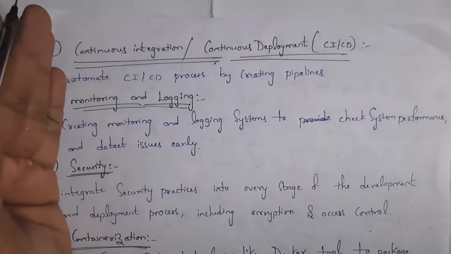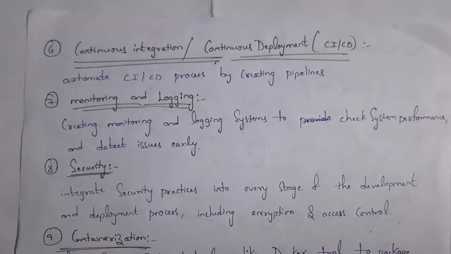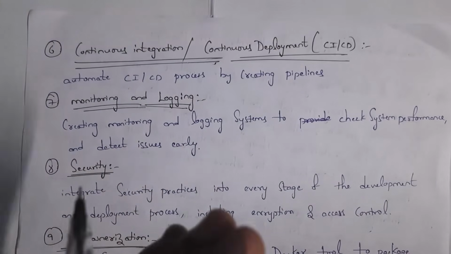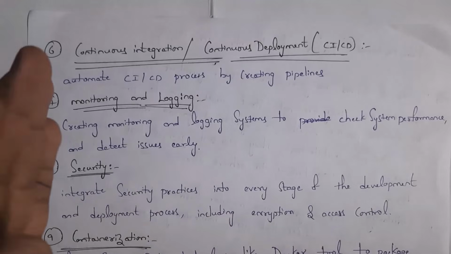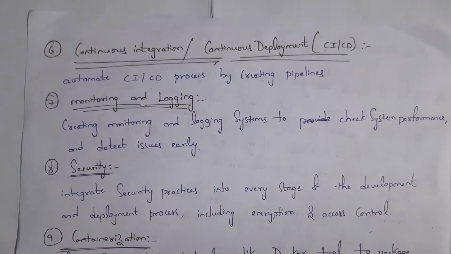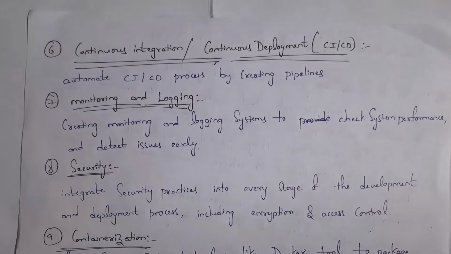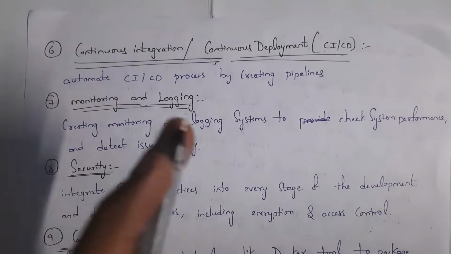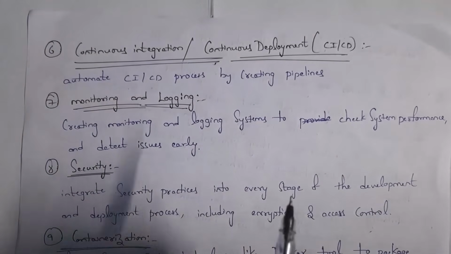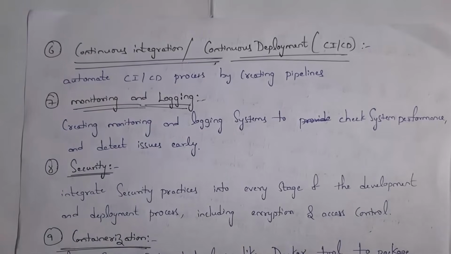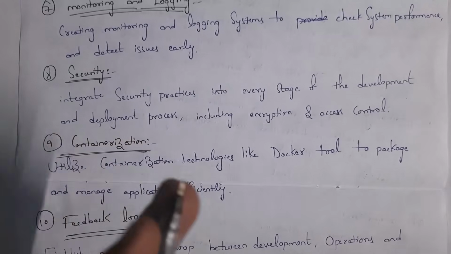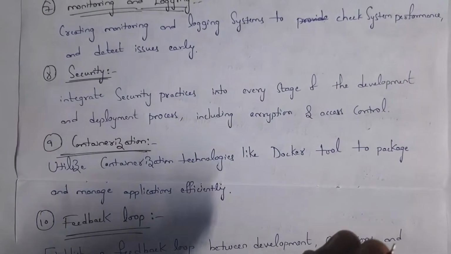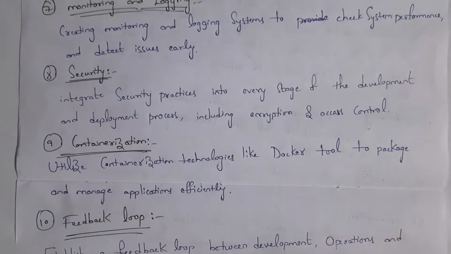Sixth one is continuous integration and continuous deployment. In DevOps, by using tools like Jenkins, you can create a pipeline in order to perform automatic continuous integration and continuous deployment. Seventh one is monitoring and logging. You need to create monitoring and logging systems in order to check system performance and detect issues early. Eighth one is security. Guys, you need to integrate security practices like encryption, access control and so on in the early stage of the development and deployment process.